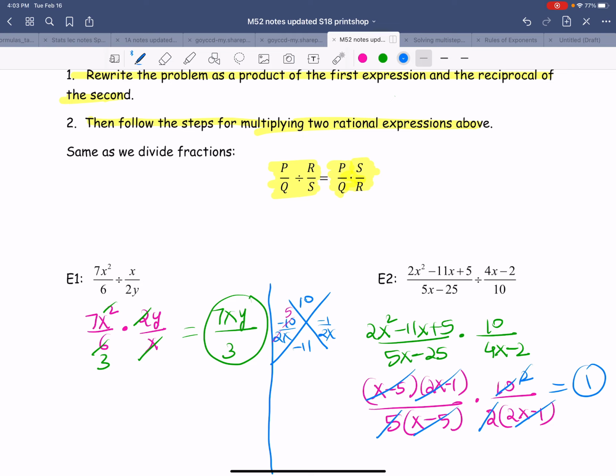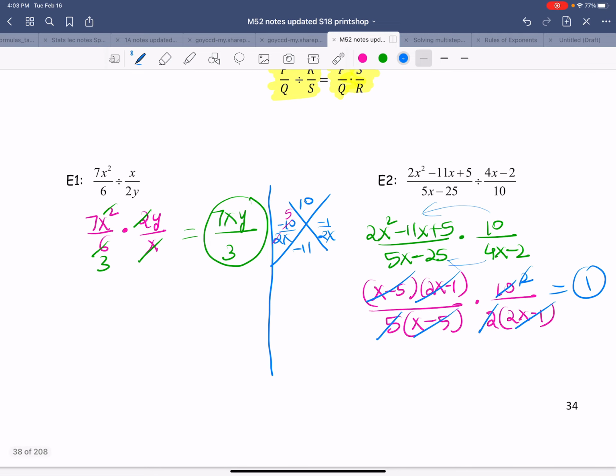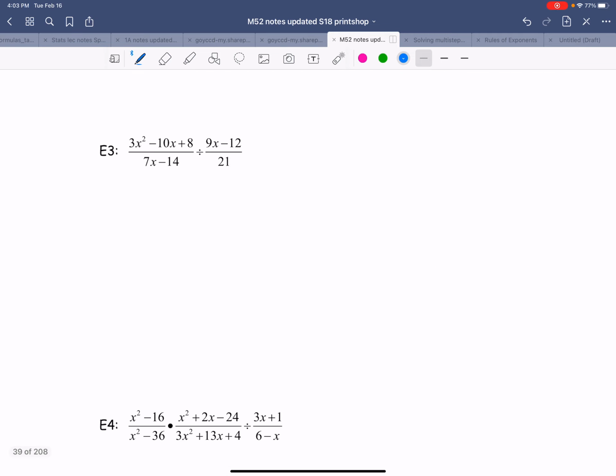It is not recommended to distribute the 10 in here and distribute these two parentheses. That would make factoring much harder. It's recommended to factor and then cancel the common factors before you proceed with multiplying the numerators together and the denominators together.